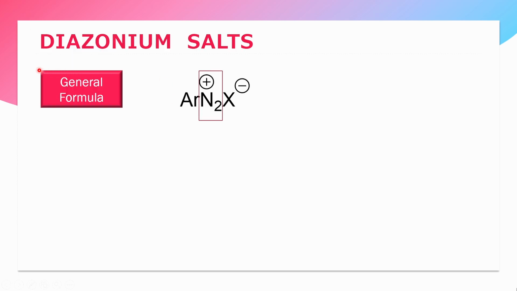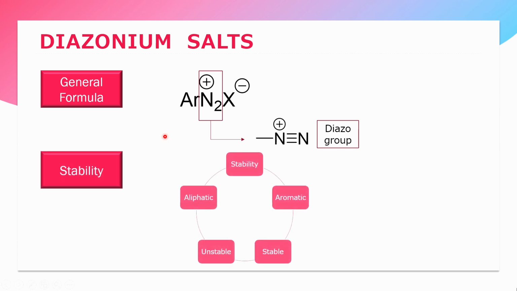Now we are going to start with a new topic called Diazonium salts. So the general formula is Ar, which is aryl group, N2+ and X-, where this N2+ is called the diazo group. Now, as we did in the previous slide, aliphatic diazonium salts decompose readily to give alcohol because they are so unstable. That's why in the general formula we are using the aryl and not an alkyl group. Coming on to the stability, aliphatic diazonium salts are unstable and aromatic are stable. We will see in the further slides how they are stable and unstable.